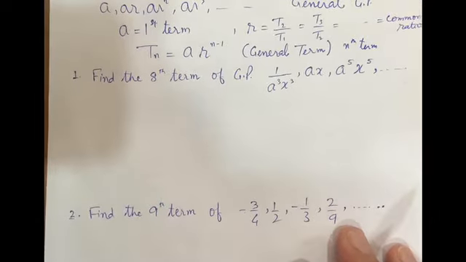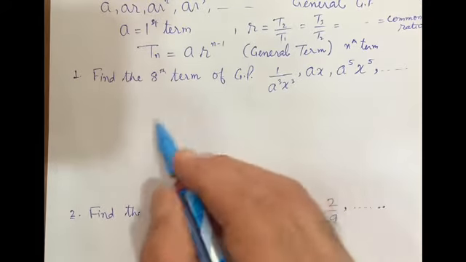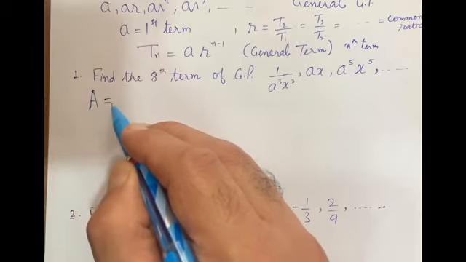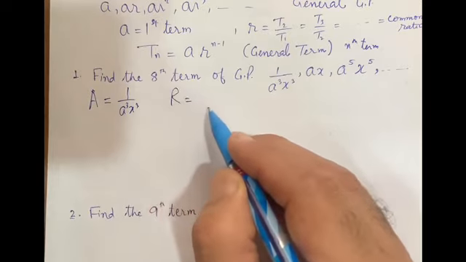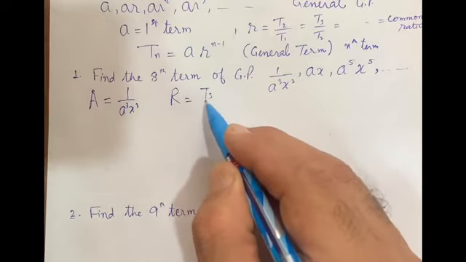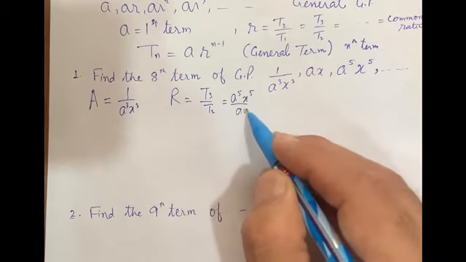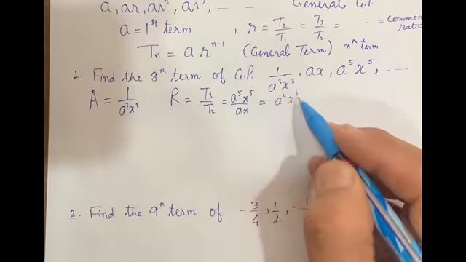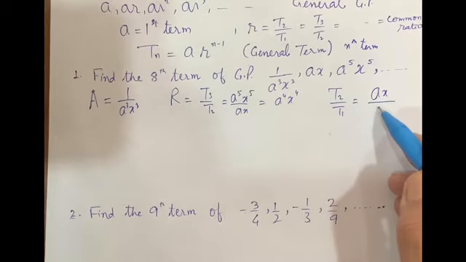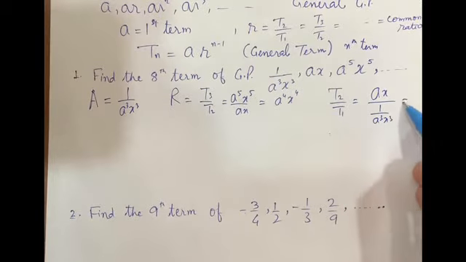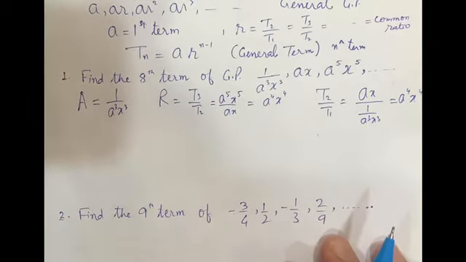The first one, we have to find the 8th term of this GP. First of all, we should identify that this is GP. Here the first term, which we write with capital A, is 1 by A cube x cube, and the common ratio, that is third term to second term, is A raised to 5 x raised to 5 upon Ax, which is A raised to 4 into x raised to 4. Also second term to first term is Ax upon 1 by A cube x cube, which is A raised to 4 into x raised to 4. So this is A raised to 4 into x raised to 4.